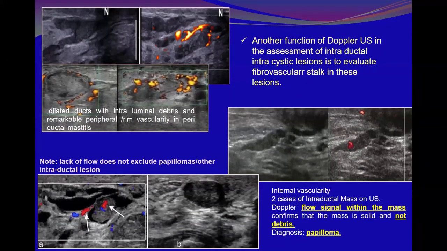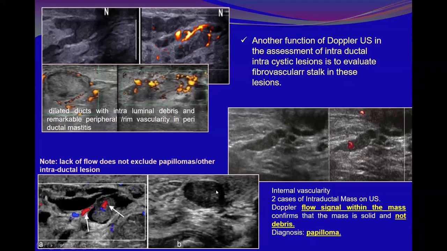Here, Doppler differentiates an intraductal component from debris, in cases of periductal inflammation. There is periductal hyperemia, okay? But there is no intraductal color signal appreciated. So it only demonstrates peripheral or rim vascularity in a case of periductal mastitis.